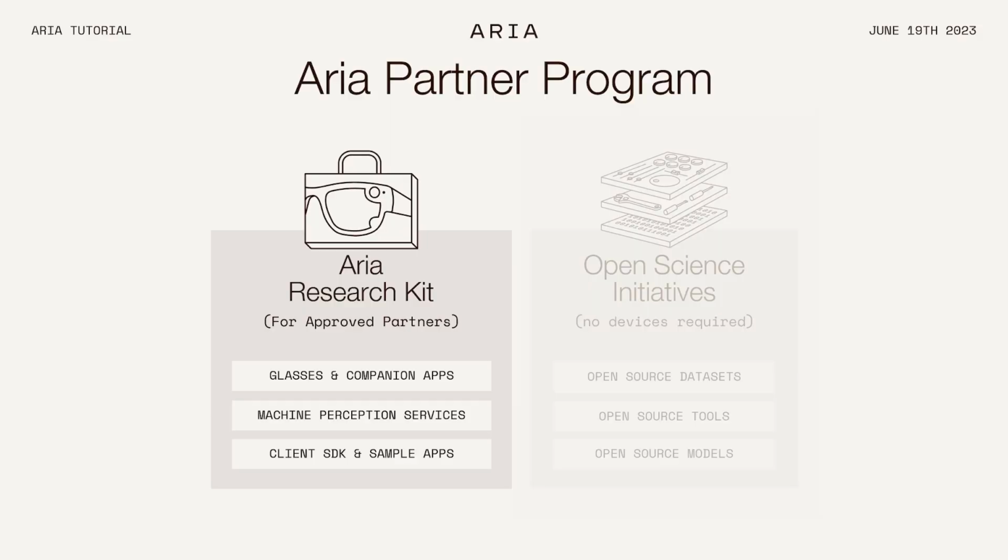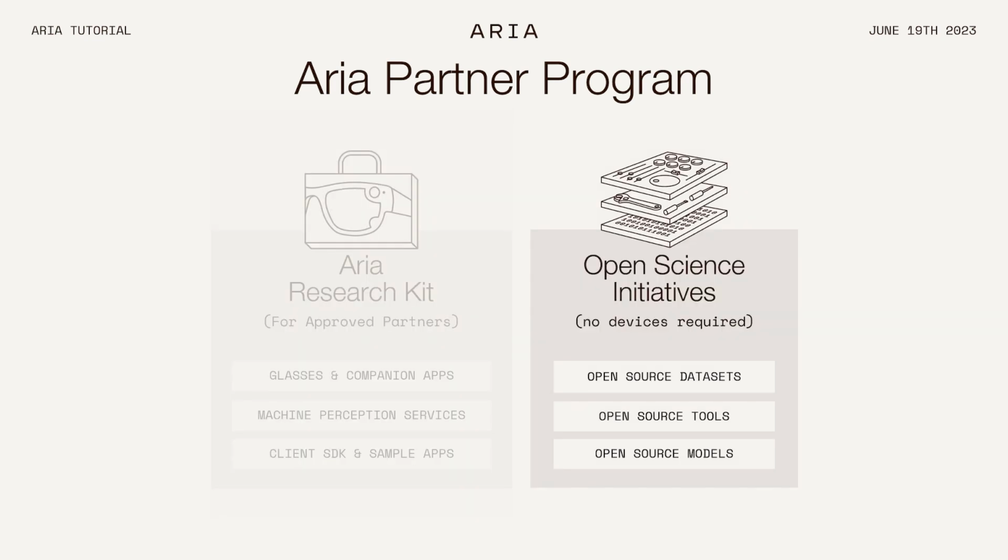So as a reminder, we heard in the earlier section of this tutorial about the Aria Research Kit, which really enables anybody to get their hands on a pair of Aria glasses and access the machine perception services that we described. The open science initiatives are really to enable people without devices to be able to benefit from the Aria research program, whether that's accessing open source data sets, open source tools, or open source models. So let's take these through one after the other, starting with open data sets.